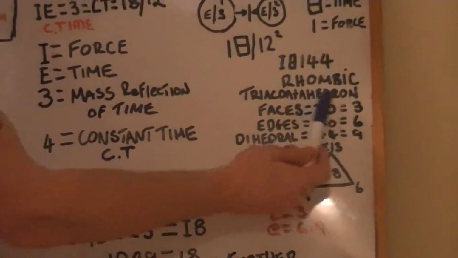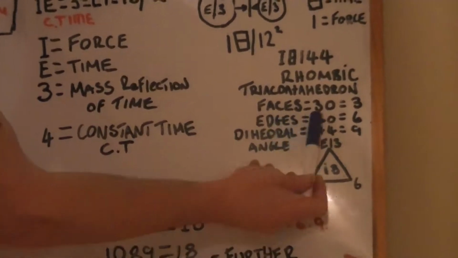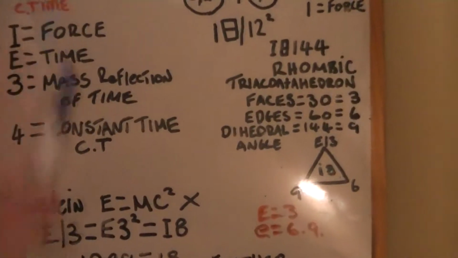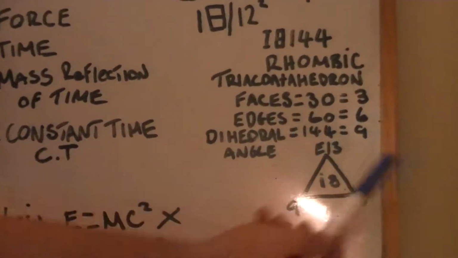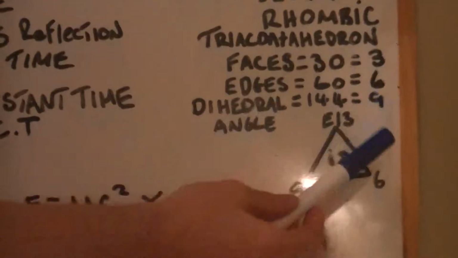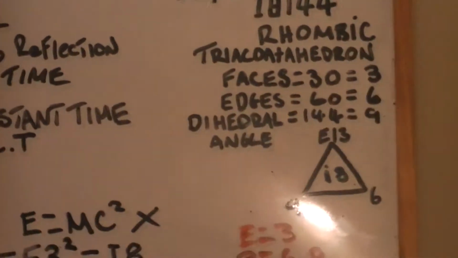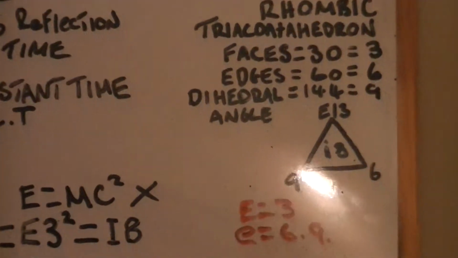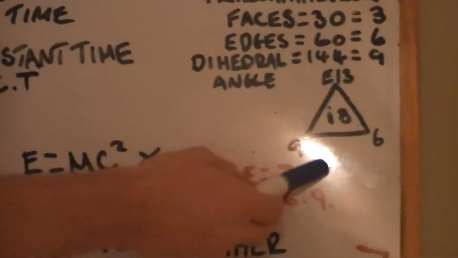So 30 brings us to a base number of 3. Edges, 60 brings us to a base number of 6. And dihedral angle 144 brings us to 9. Giving us, of course, 3, 6, 9. So to write it as I've been showing you is 3, 6, 9.